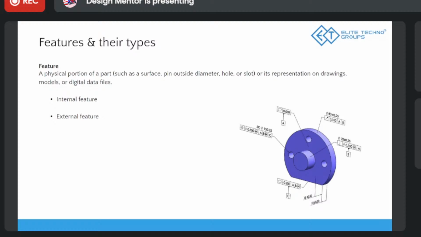So you could see on the right, there's a component given, right? So it has certain features, you can say. So it could be a surface, it could be a diameter, or like a hole, pinhole. It could be a slot, it could be an extrusion, right? So all these are representations of a feature. Then the feature is divided into two simple types, internal and external.